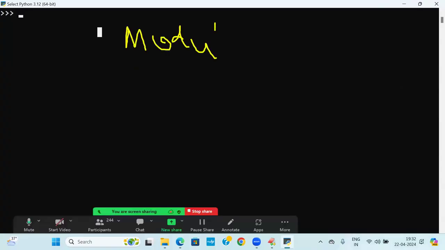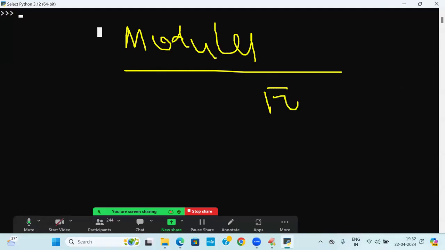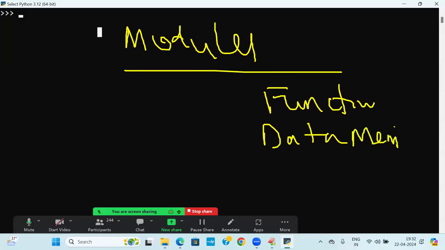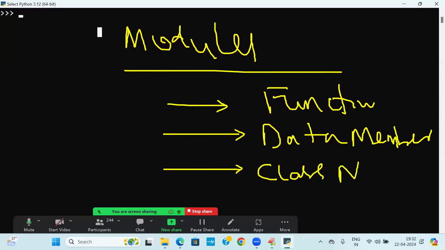So that I want to show you. Tell me, module contains what? For my satisfaction, modules contain not only functions, also contain what? Data members. Spell out. Data members. So functions will do what? Operations. Data members will contain what? Universal values. Plus also contains, don't worry, class names also will be present, students.